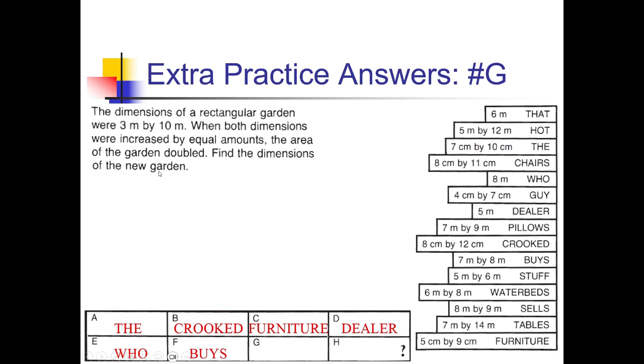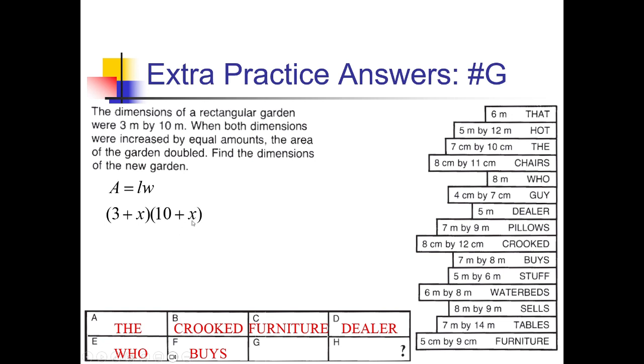All right, so we can still use area equals length times width. And if I'm increasing these original dimensions by the same amount, I'm just adding the same variable to both of them, which I'll just use x because whatever. Instead of writing L, I can write 3 plus x or x plus 3, either way. And instead of writing W, I'll write 10 plus x.